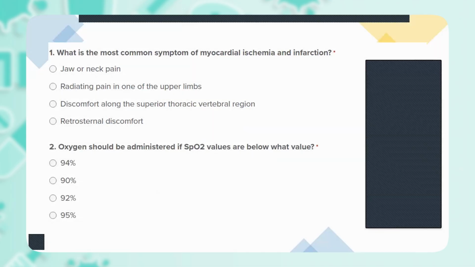Now, before we start, just a basic question to warm up and to introduce ourselves. Let's start with the questions. The first question is, what is the most common symptom of myocardial ischemia and infarction? Anyone who feels like answering it? Fourth. Amazing. Fourth, it's correct. It's retrosternal discomfort. Great. Second question, when would you give oxygen to a patient? Less than 92%. It's 90 actually on the guidelines.